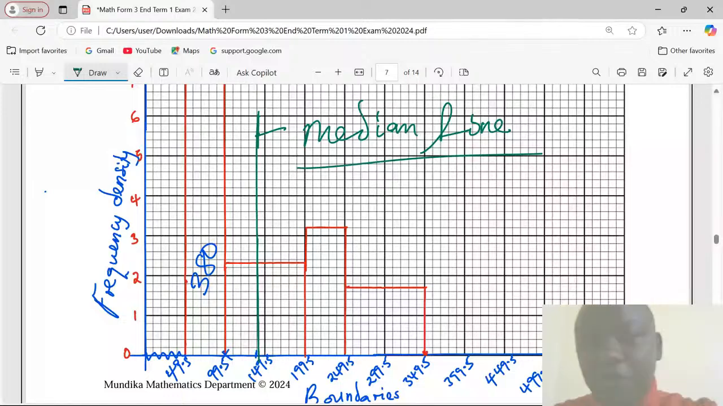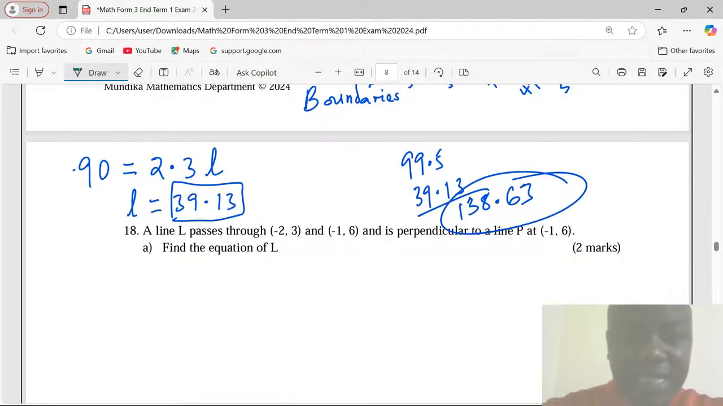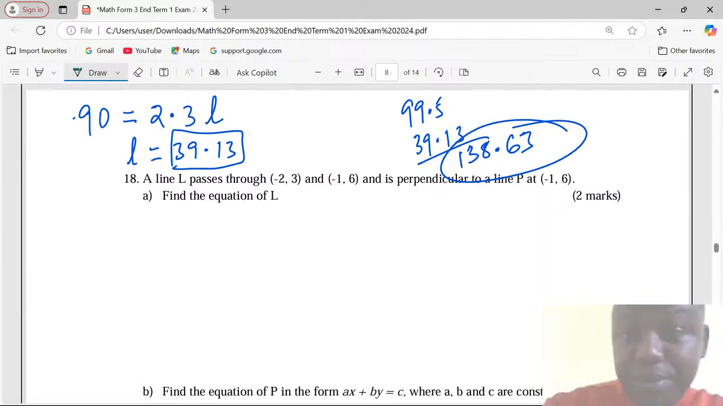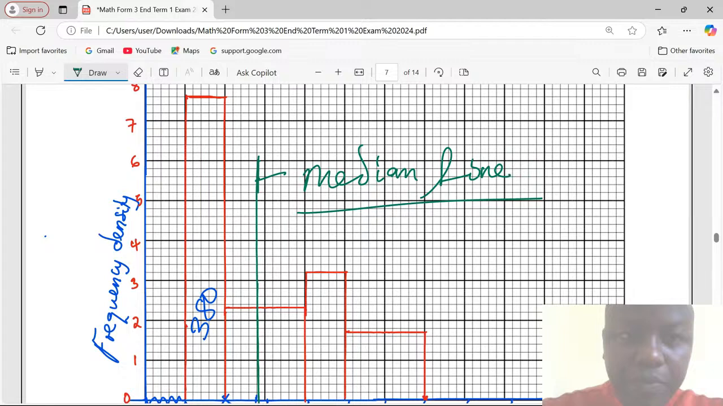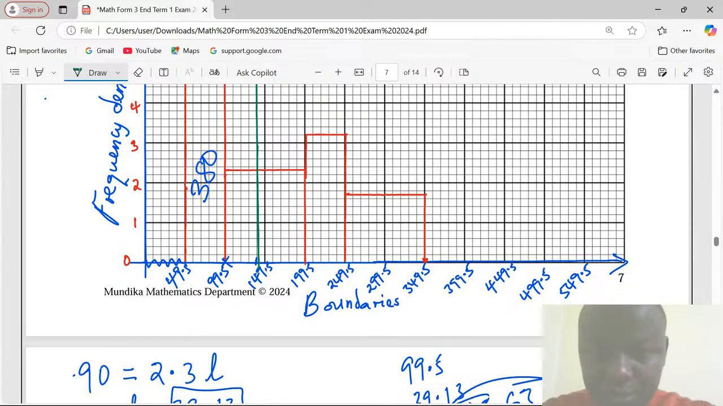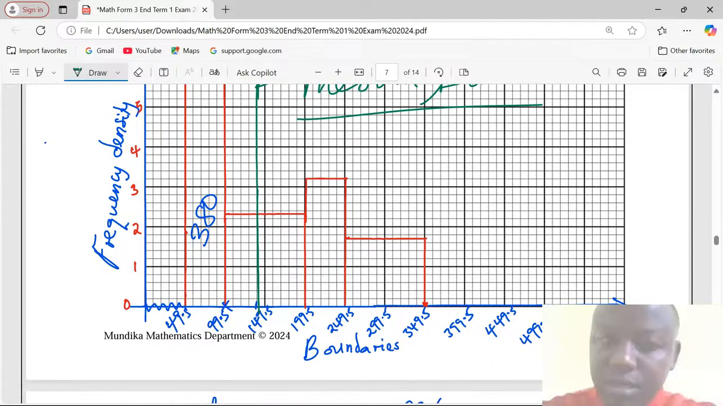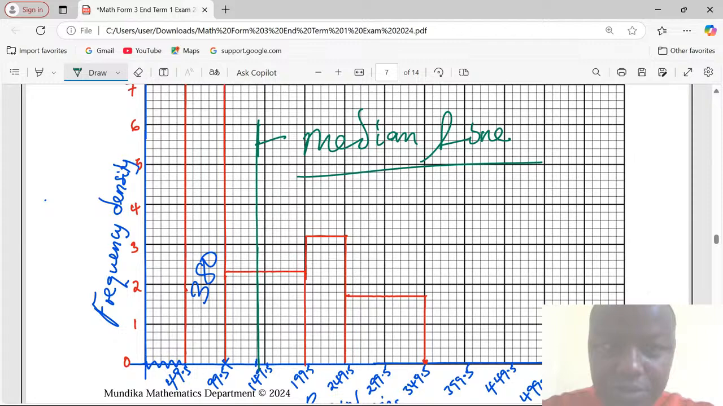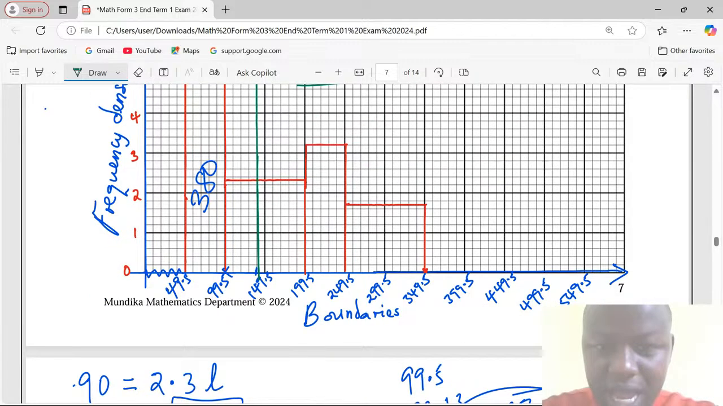The median line. You can even use the formula to calculate the median and check whether you will get 138.63, and you will discover that it's just the same. From the same graph, we are also taught to use the histogram to determine the number of parcels with a mass of 300 or more. So we are supposed to check where 300 is.